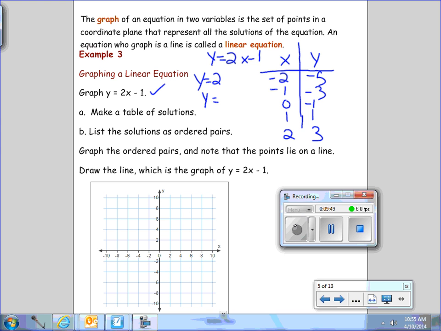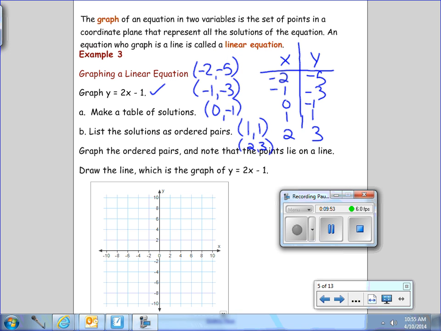So this was A. We made a table of solutions. Now we're going to list the ordered pairs. So now we have listed the set of ordered pairs, which was B. Now we're asked to graph the ordered pairs and note that the points lie on a line. So I'm going to pause it and graph it, and we'll come back and check. So after we plotted those points for that function, we noticed it was a line, and it is a linear function.